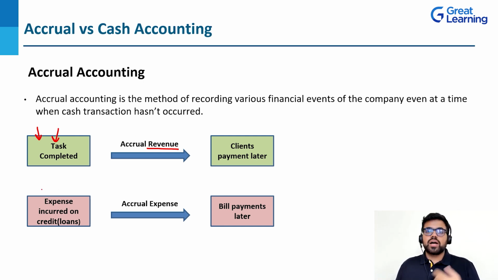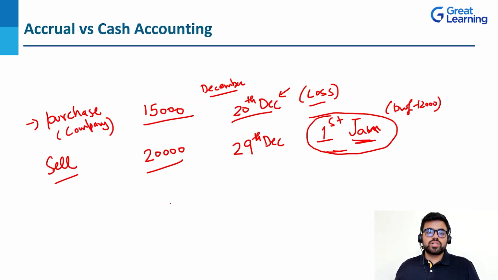Similarly, when you buy your raw materials, on the day you make that purchase, it will be marked in the expense account. The bills for those raw materials can be paid later. In the previous example of cash accounting, we noticed that on 20th December you purchased the phone from the manufacturing company and sold it on 29th December, with the payment by the customer being made on 1st January. So 1st January was noted down, right?